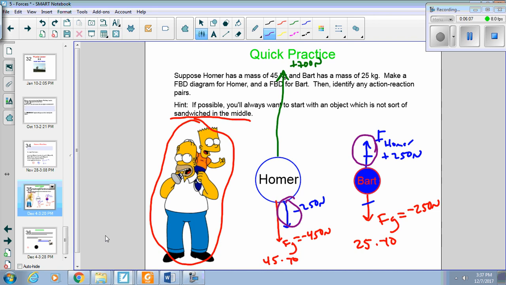All right. You could also calculate the magnitude of that force pair. In order to do that, what we would need to do is look at how much Bart is putting on. In this case, it's 250.